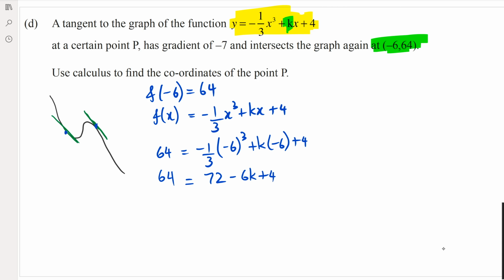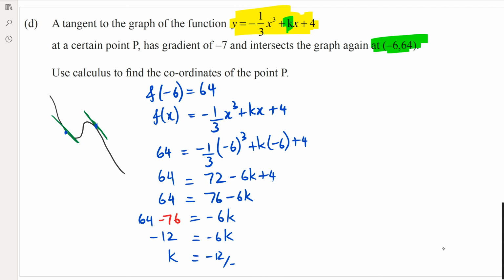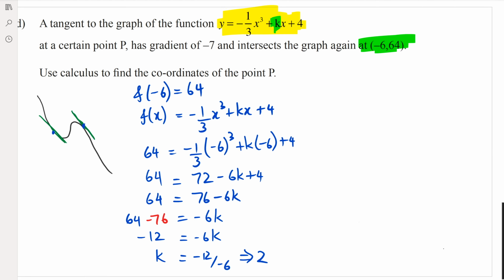All right, so rearranging this, I've got 64 equals 76 minus 6k, and then 64 take away 76 is equal to negative 6k. So I've got negative 12 equals negative 6k, and I can say k is equal to negative 12 divided by negative 6, which then equals 2. So I've got the equation.